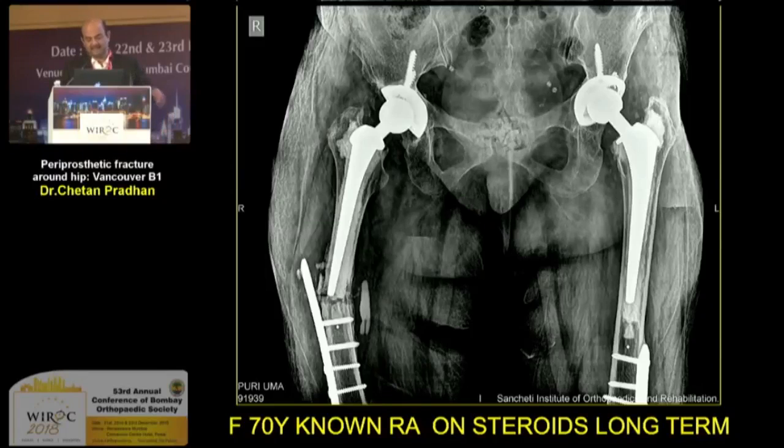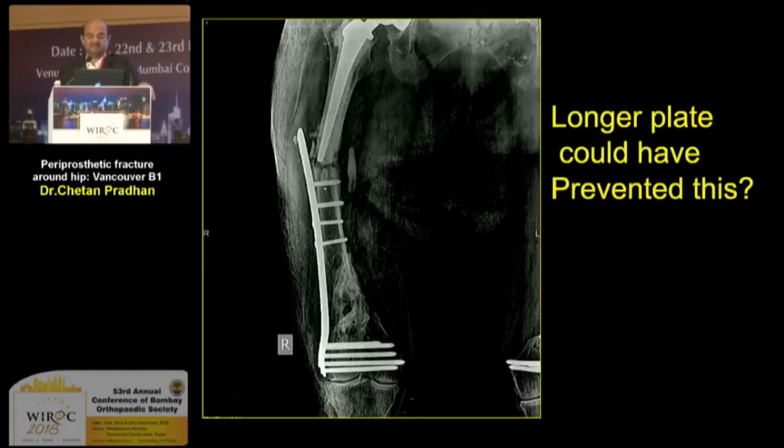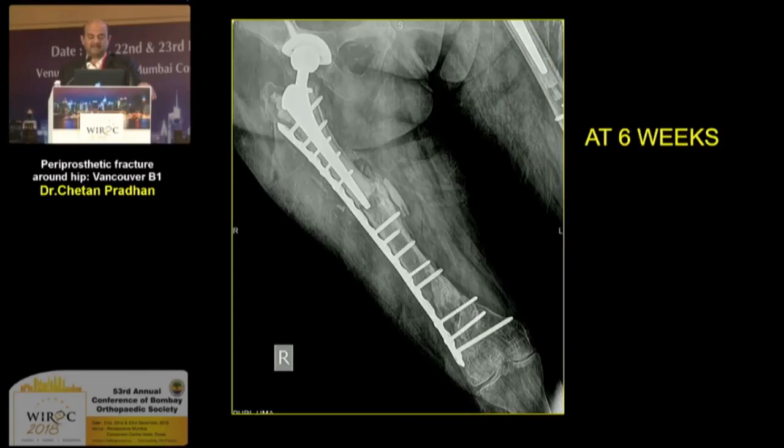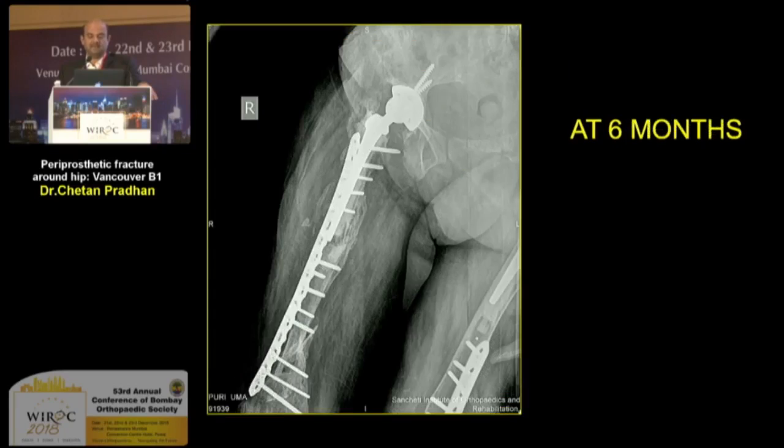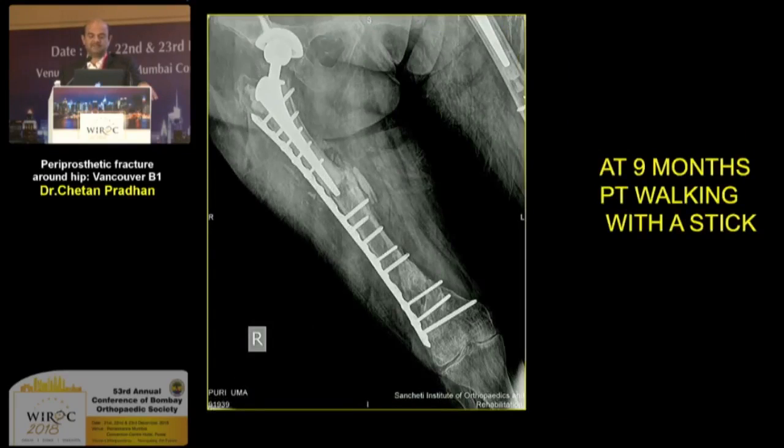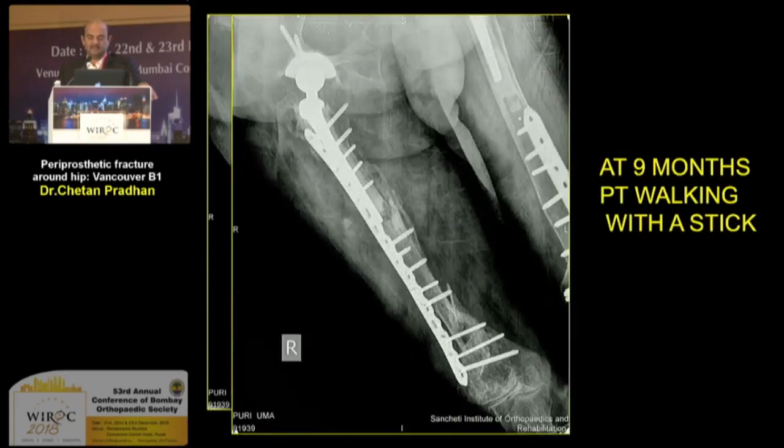Now this is a 70-year-old with rheumatoid arthritis. I had fixed her bilateral distal femur 10 years ago, and then she presented with this. Now probably a longer plate at that time could have prevented this, but this was a B1 that I now had in front of me. I had to revise the whole thing with a long plate, as long as is available, and this healed pretty well at 6 months. And at 9 months she is walking with a stick. I'm waiting for the other side to fracture now.